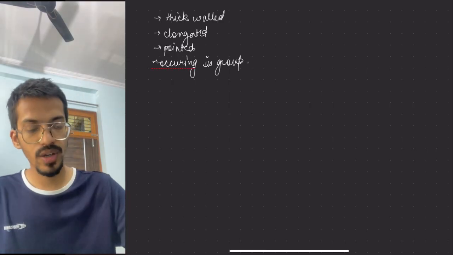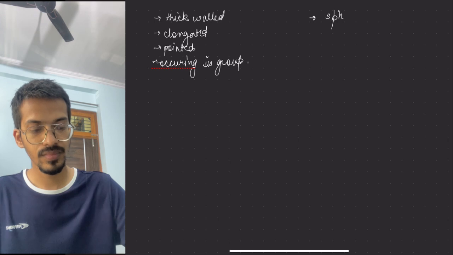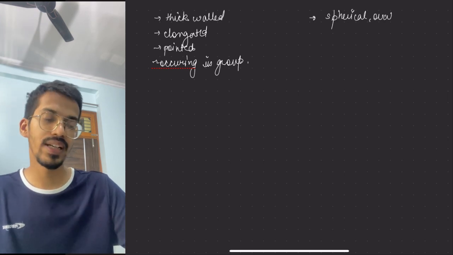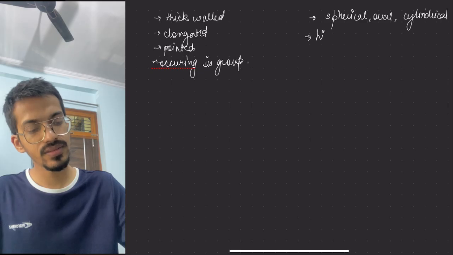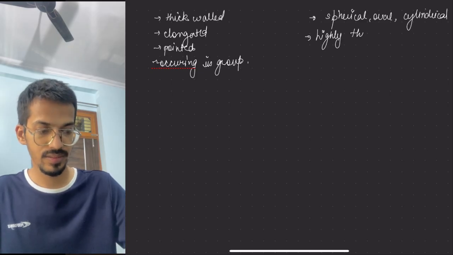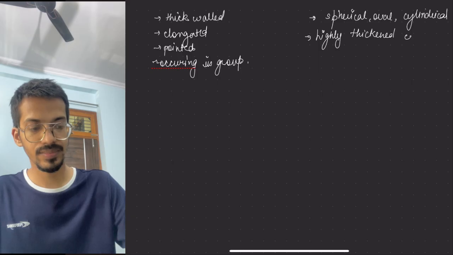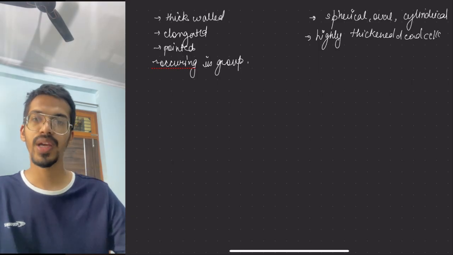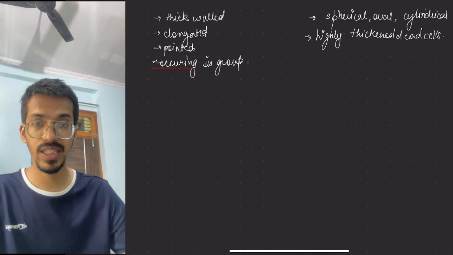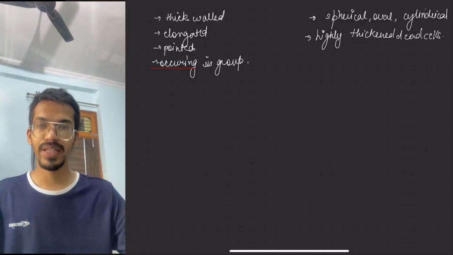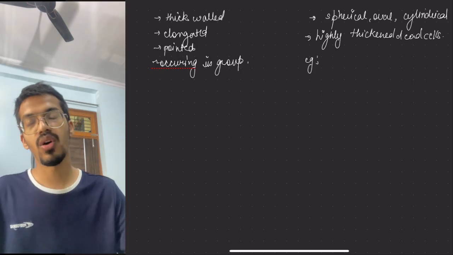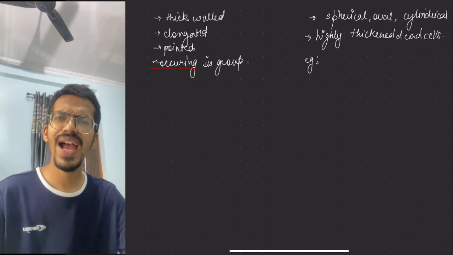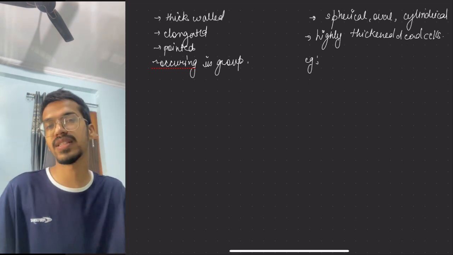Whereas sclereids are what? They are spherical, oval, or cylindrical in appearance. They are highly thickened dead cells with a cavity called lumen present. We have seen it in the diagram. These are commonly found in the fruits of plants. If you have seen, guava has a grittiness. Why? Because of these sclereids present in its pulp.